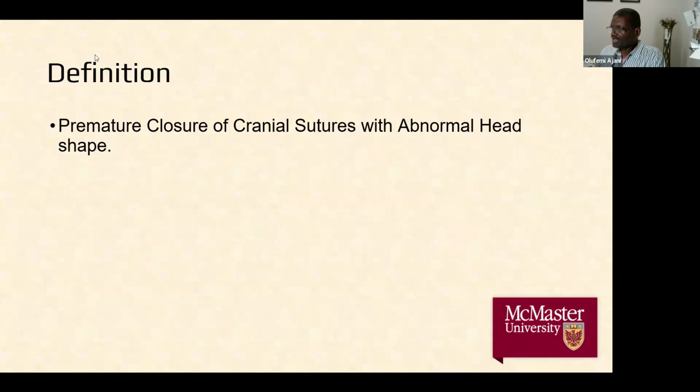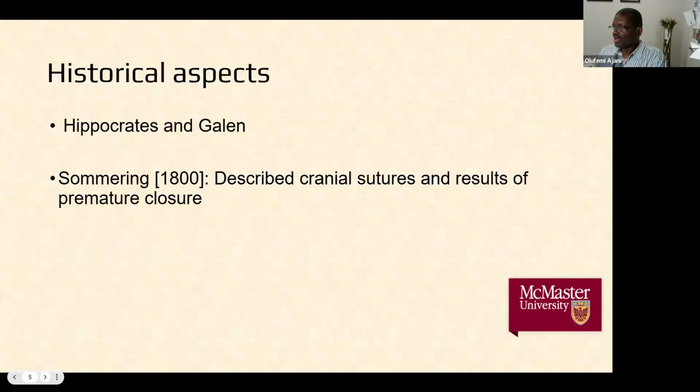Before I go any further, I would like to define what craniosynostosis is. A simple definition of craniosynostosis is premature closure of the cranial sutures with an abnormal head shape. So both of them would have to be present for the type of craniosynostosis that I am describing today. Craniosynostosis is a clinical condition that has been recognized almost from the times of Hippocrates and Galen. But it was Sömmerring in 1800 who described the anatomy of the cranial sutures and the results of premature closure.